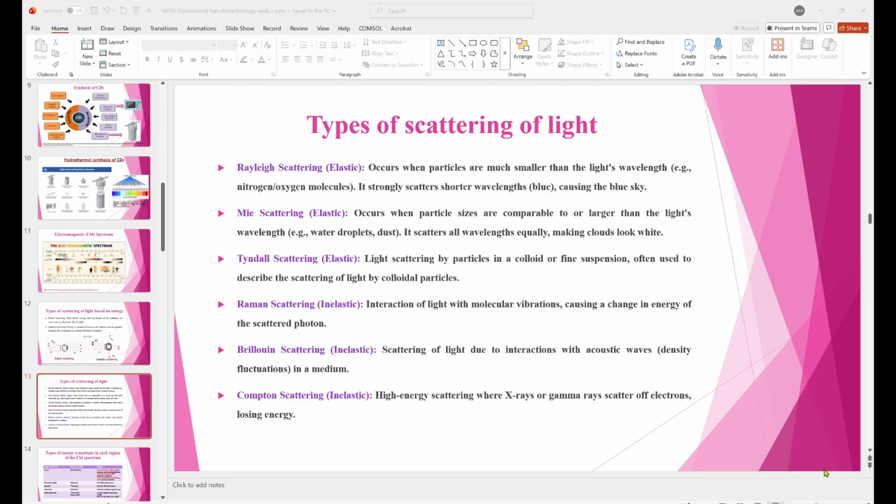Okay. So then we come to types of energy transitions in each region of the EM spectrum. So we talked about different gamma rays, X-rays, then UV, infrared, microwave, radio frequencies. So we're not talking about gamma rays. We are starting from X-rays. So high frequency, high energy, ionizing radiation, and wavelength is shorter for X-rays.